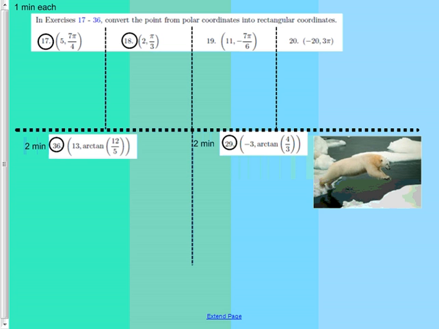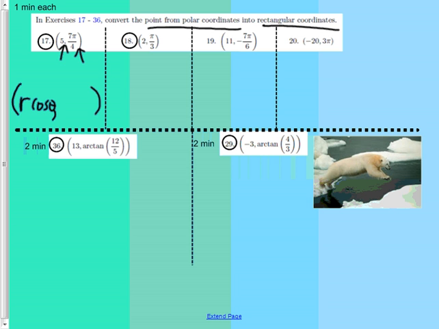All right, moving on. These two are convert from polar into rectangular. Who remembers, without looking, what x is? Yes, ma'am? R cosine theta. Do we have r? Yeah. Do we have theta? Yeah. You'll just have to figure out what cosine of theta is. That's the only hard part.